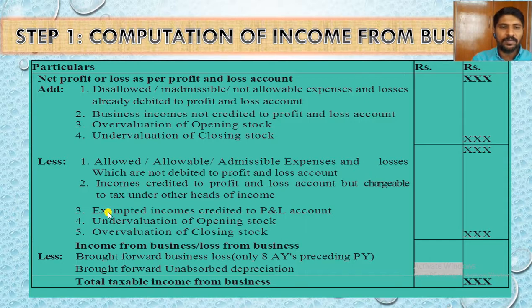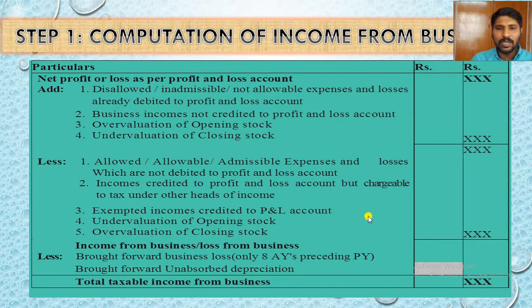Next, third, exempted incomes credited to profit and loss account. Any incomes which are exempted as per income tax rules but are credited to profit and loss account of the company, that also you have to deduct. Next, fourth one, undervaluation of opening stocks. Okay, that is opposite to overvaluation of opening stock. Any undervaluation of opening stocks during the year, such undervalued amount you have to deduct from the profit. Next, fifth one, overvaluation of closing stock. If any closing stock got overvalued, that overvalued amount also you have to deduct.